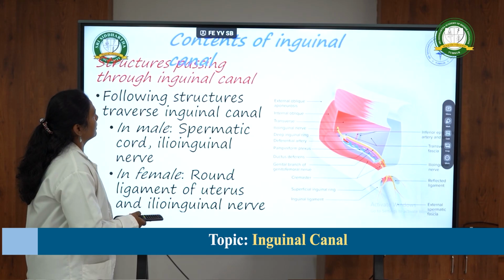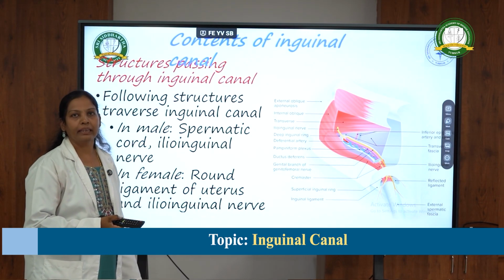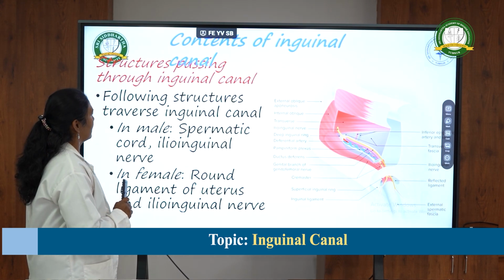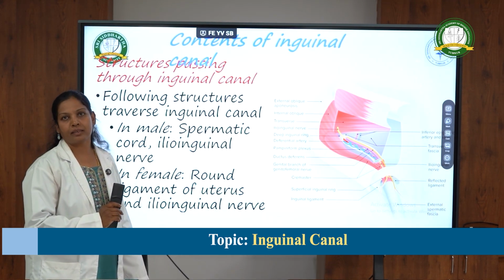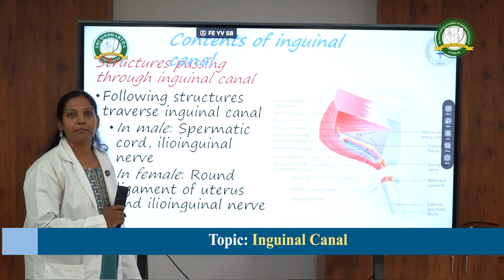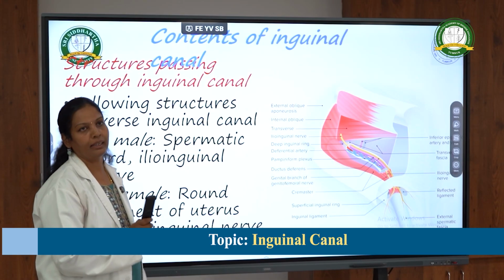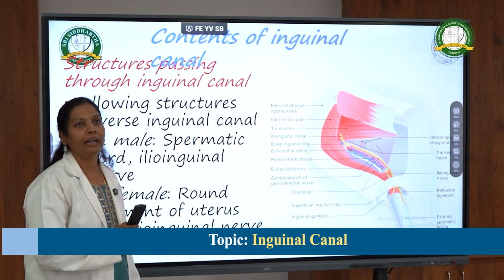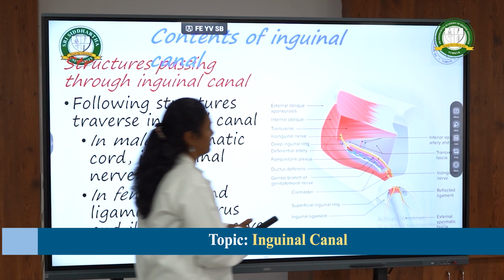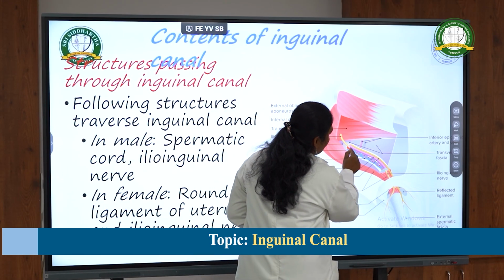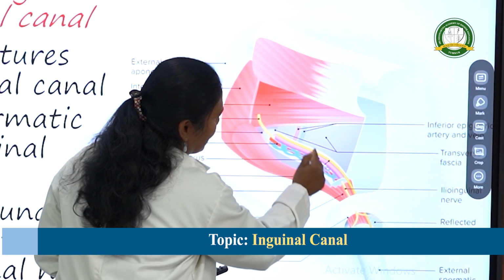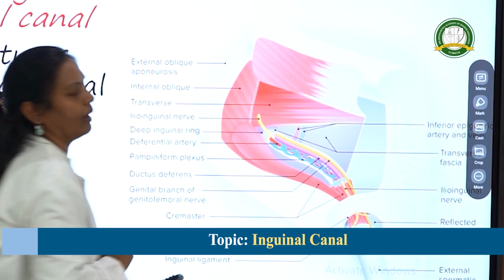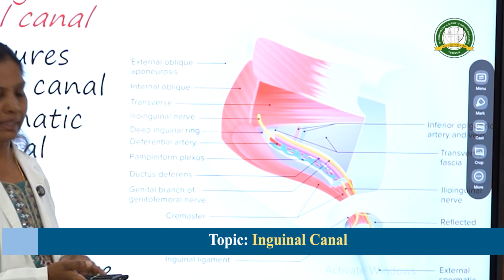Coming to the contents of the inguinal canal, these are the structures passing through it, and they differ in males and females. In males, the contents are the spermatic cord and ilioinguinal nerve, whereas in females, the contents are the round ligament of uterus and ilioinguinal nerve. As we can see in this image, this is the inguinal canal, this is the spermatic cord, and this is the ilioinguinal nerve, which form the contents of the inguinal canal.